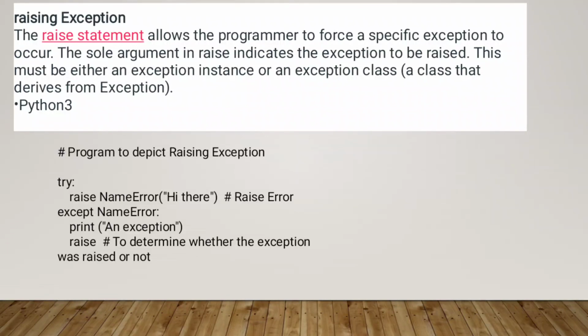Program to depict raising exception. So we are expecting the NameError here. And if we get the NameError, the output will print "An exception". If not, it will print the other one. It will print first Hi here, and then it will print "An exception". So this is the topic. This is the last and final topic.